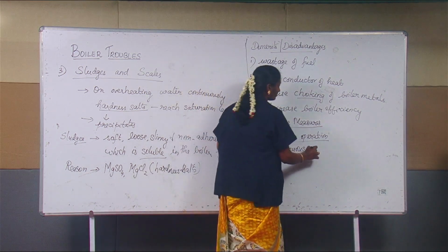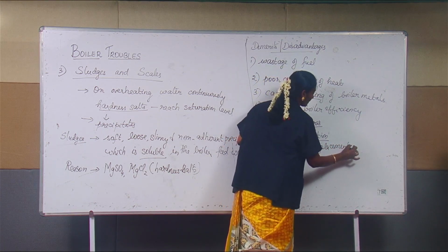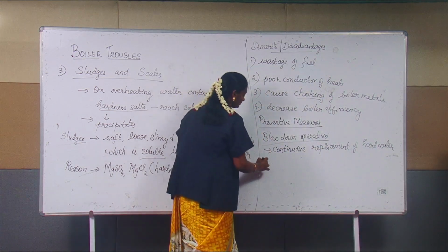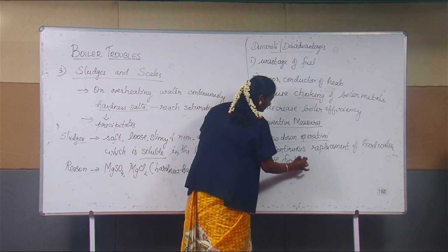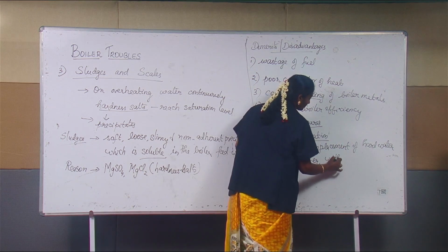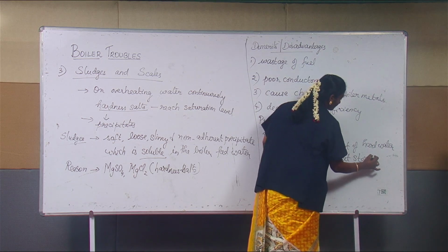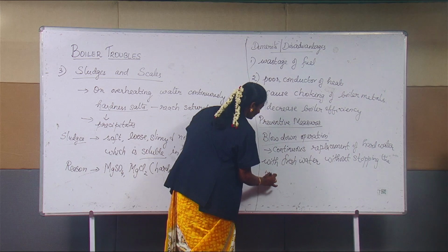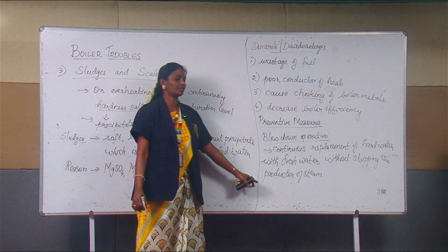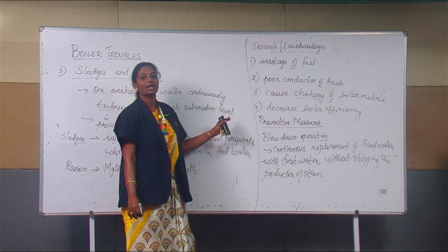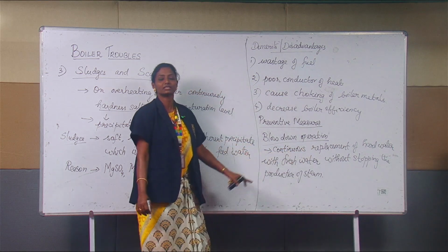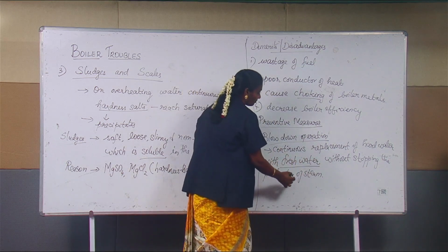So continuous replacement of hard water with fresh water without stopping the production of steam. So it's very important in industries. If we stop the steam production and carry on this blow down operation, it is time consuming and it is not an energy efficient process. Here it is good enough in the way that we will be able to replace the hard water or the sludge filled water with the fresh water without stopping the steam production.